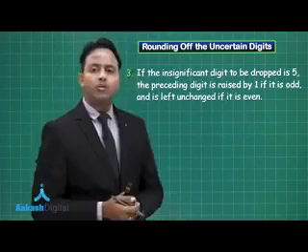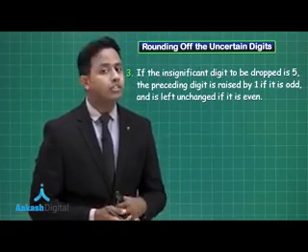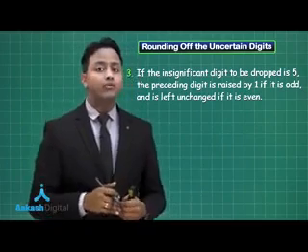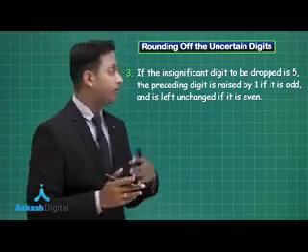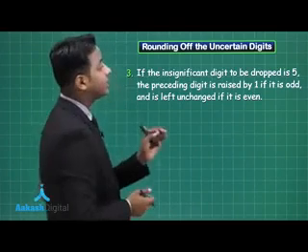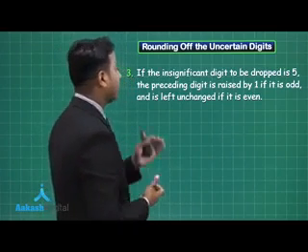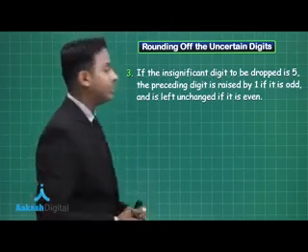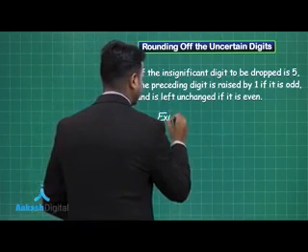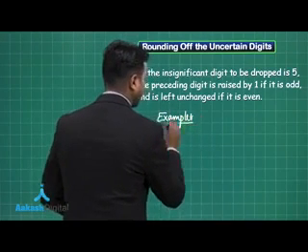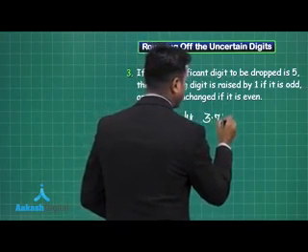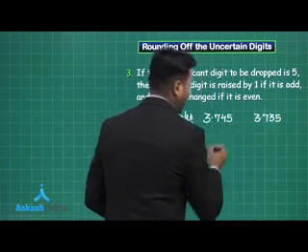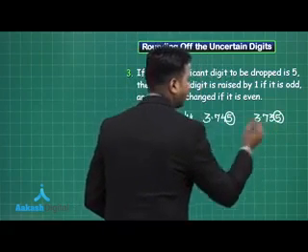Now, we have studied that whenever the digit to be dropped is greater than 5, we add 1 to the preceding digit. And whenever the digit to be dropped is less than 5, we leave the preceding digit unchanged. But what is going to happen if the insignificant digit to be dropped is 5 itself? The preceding digit is raised by 1 if it is odd and it is left unchanged if it is even. So let's take two examples. Example number 1 is 3.745 and example number 2 is 3.735. Let's suppose I need to drop this 5 in both the numbers.